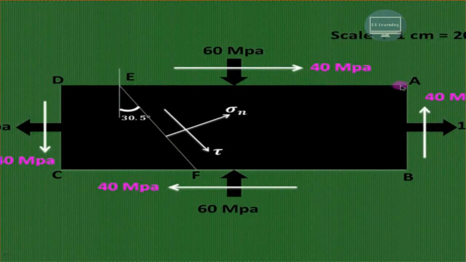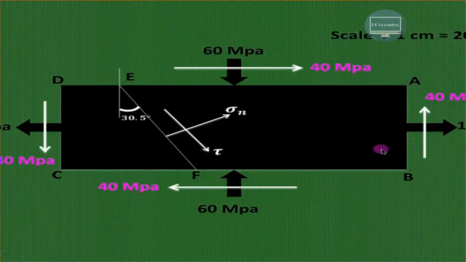Therefore, they are positive. So on this plane, the normal stress is the tensile stress, hence it is positive, whereas the complementary shear stresses are negative because they are producing an anti-clockwise moment. So if we choose a scale, say 1 centimeter to 20 MPa, then 100 divided by 20 is 5 centimeter, that is 5, and similarly 40 divided by 20 is 2.